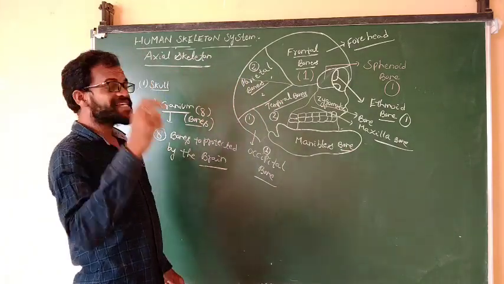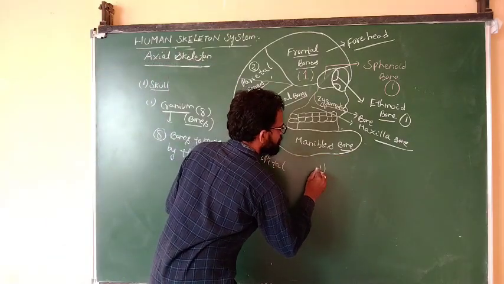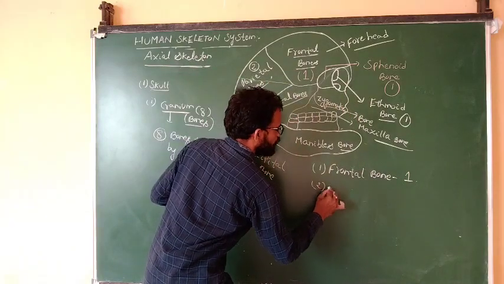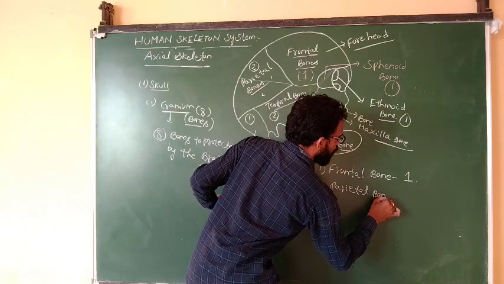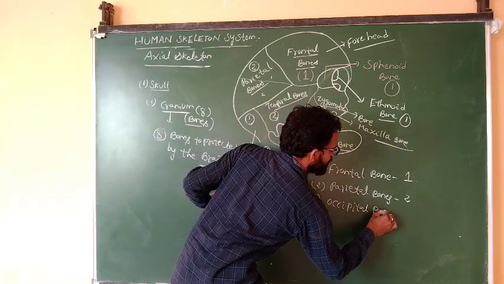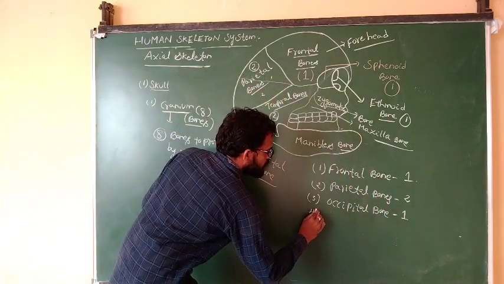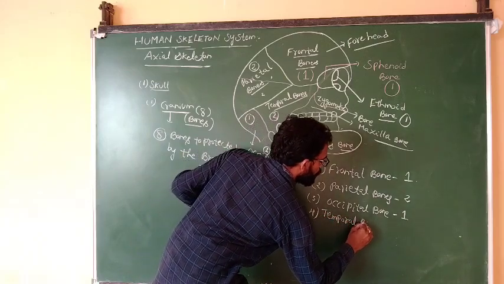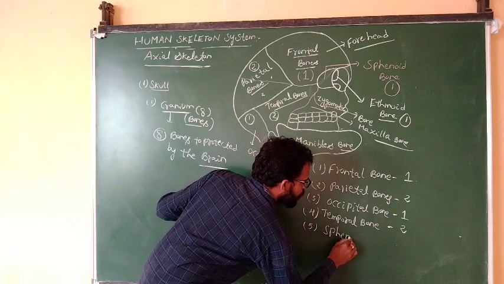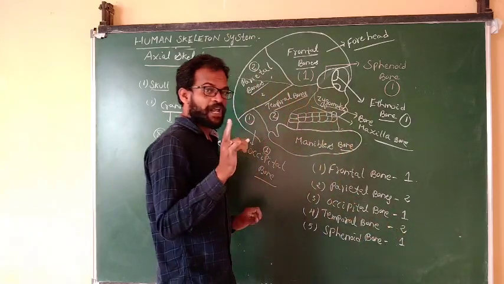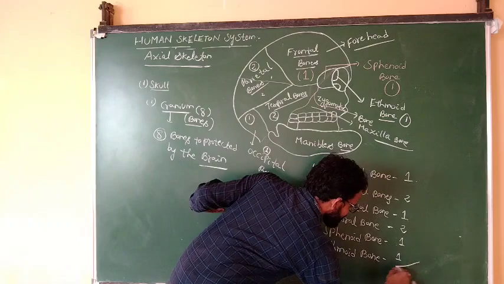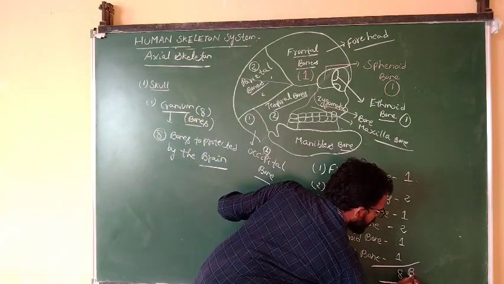How many bones are present in only the cranium? What is the first bone? It is the frontal bone. How many? Only one. The second one, parietal bone. How many? 2. Third one, occipital bone. How many? 1. Next one, temporal bone. How many? 2. Next one, sphenoid bone. How many? 1. Next one, ethmoid bone. How many? 1. The total is 8 bones.